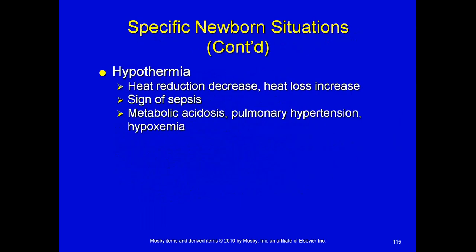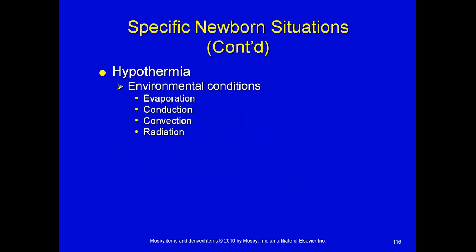Hypothermia is a heat production decrease and a heat loss increase, so they're losing heat faster than they can produce it. Hypothermia can be a late sign of sepsis as well, but typically the child is obviously sick in that case, where sepsis causes cold shock. They have petechiae, they may have purpura, those sorts of things. Hypothermia can lead to metabolic acidosis, pulmonary hypertension, and hypoxemia.